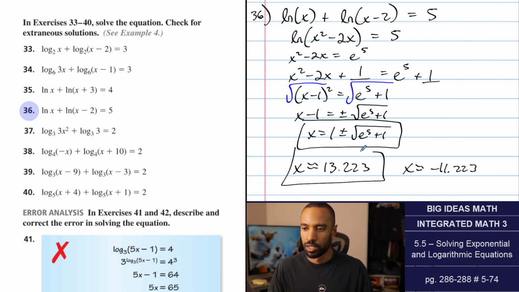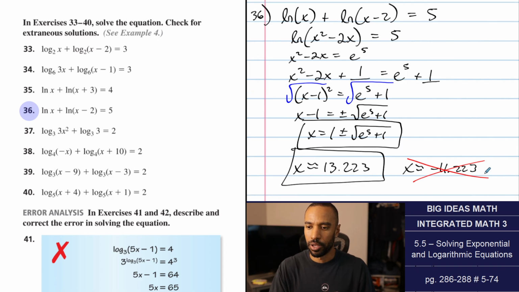Does negative 11 work? No. Get a negative set of natural logs there. No good on that. So 13.223.